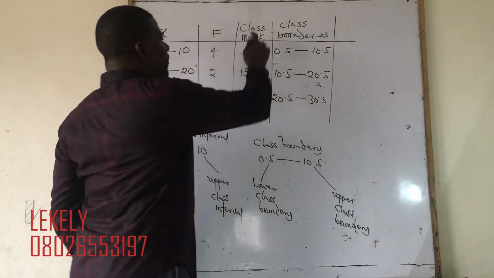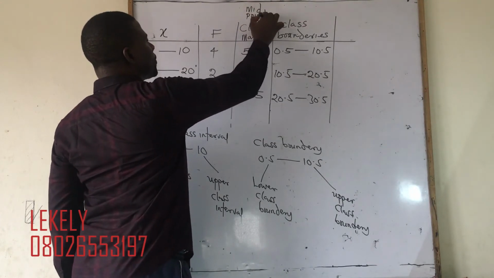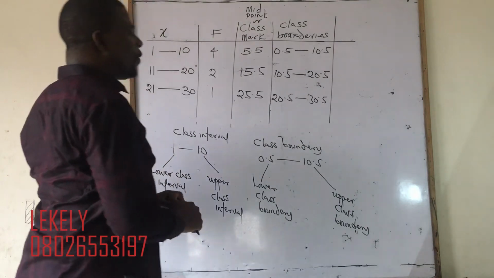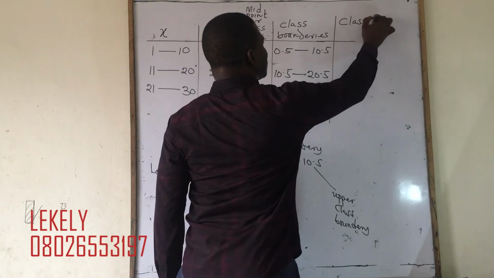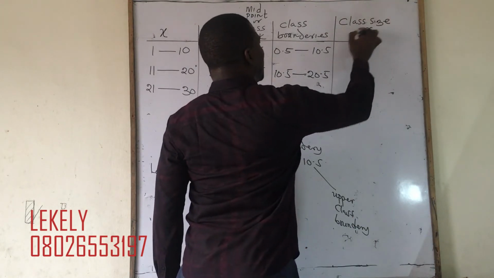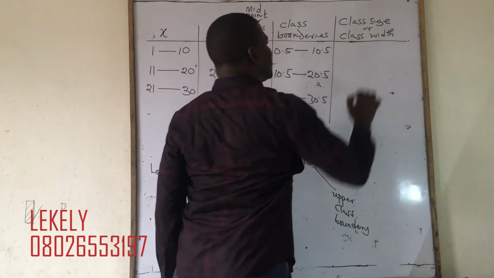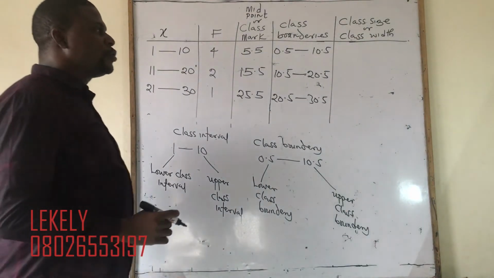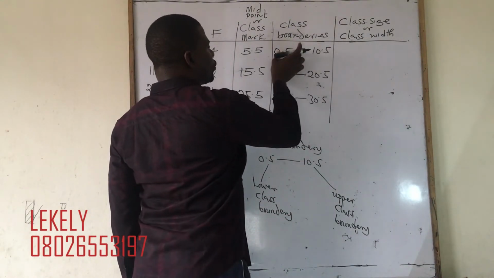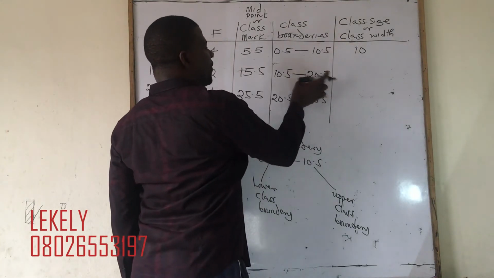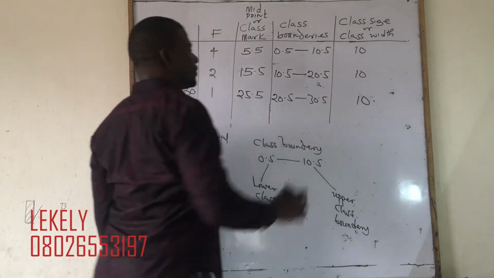Okay, now another name for this class mark is midpoint. So if I now want to find my class size, it is the same thing as class width. And how do you always get that? You get it from class boundary. So 10.5 minus 0.5, that's 10. 20.5 minus 10.5, that's 10. 30.5 minus 20.5, that's 10.